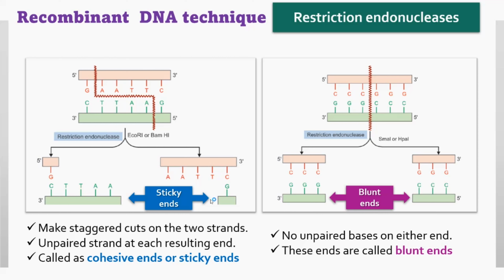Some other restriction enzymes, like SmaI or HpaI, produce blunt ends. That means they cut the double stranded DNA without producing any unpaired bases. So please remember, the result of restriction endonucleases can be cohesive ends or sticky ends, or blunt ends.